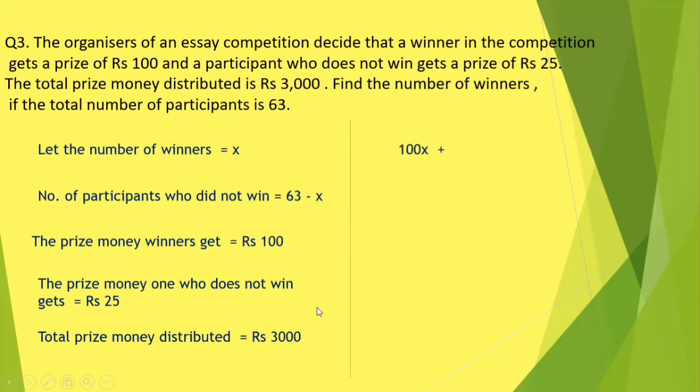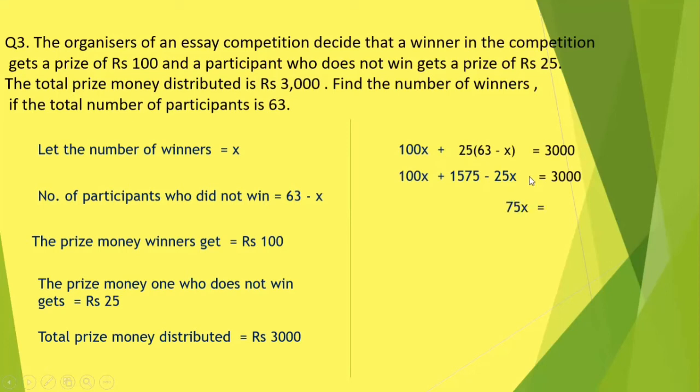Now how is this being distributed? The prize money given to winners, each winner is getting 100. So the total prize money given to the winners is going to be 100x. The money given to the participants who do not win will be 25 multiplied by the number of participants who do not win, which is 63 minus x. And this total is 3000. Okay. Now let us solve this. 25 into 63 is 1575 and 25 into minus x is minus 25x. This is equal to 3000.